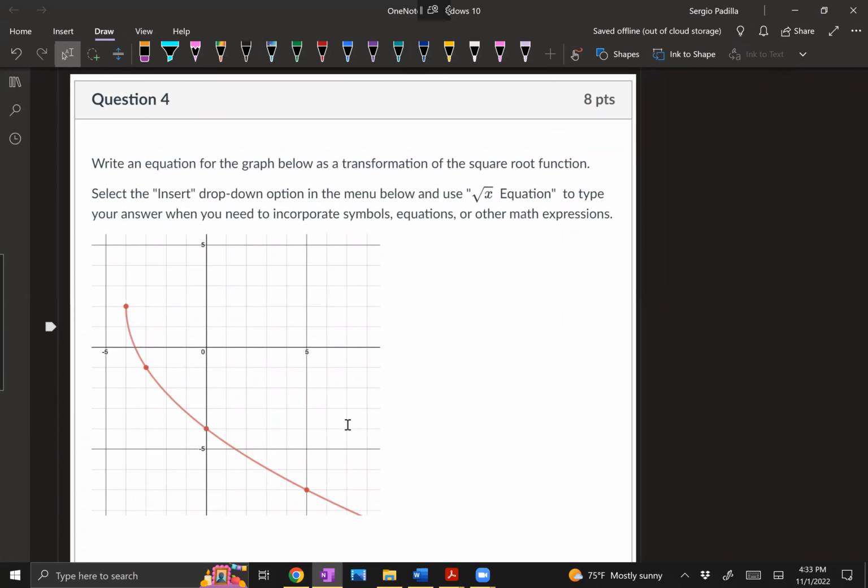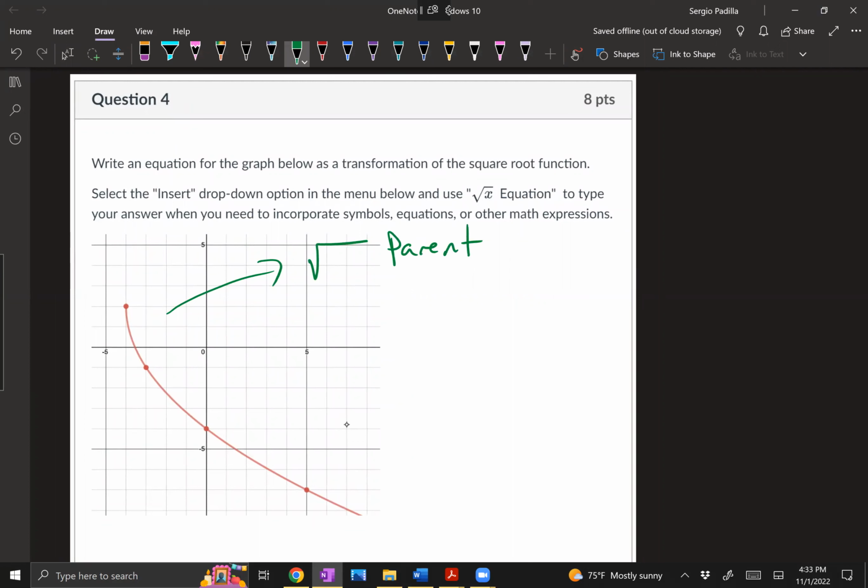Okay, that's fair. So in this one, it says write an equation for this graph below. What is the main graph that this one comes from? What's the parent function of this? Square root is the parent function.